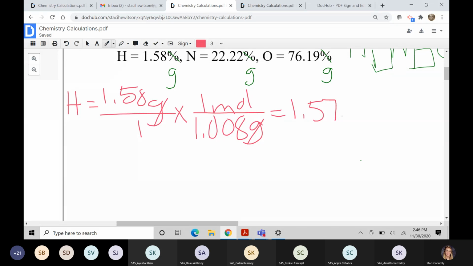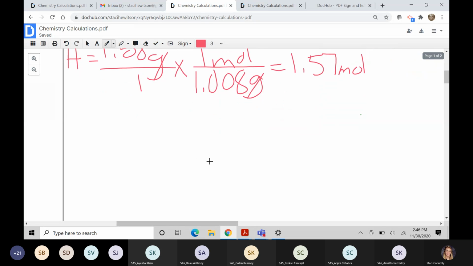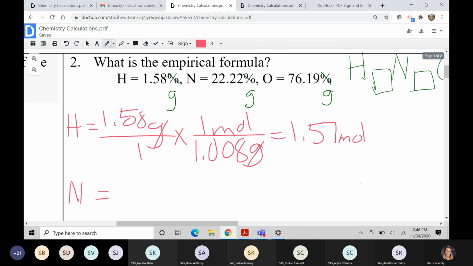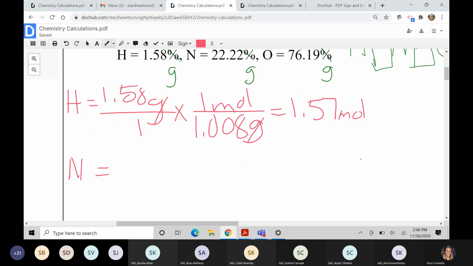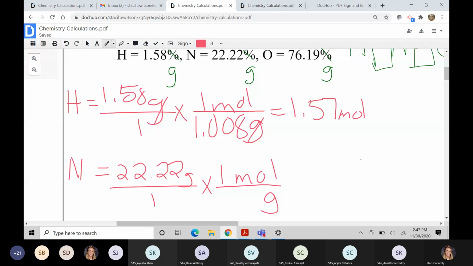Okay, so we took those grams of hydrogen, we turned them into moles. So good. Let's do the same thing with nitrogen, and then we'll do the same thing with oxygen. So let's do nitrogen next. The problem says we have 22.22 grams of nitrogen. So 22.22 grams over 1. Okay, same thing. We're going to take those grams and turn them into moles.